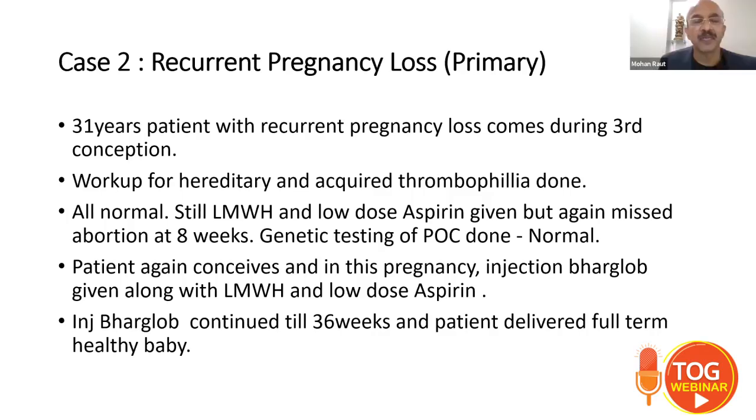So again this case indicates that if all other factors are normal, and even the genetic testing of the products of conception was normal, indicating a so-called unexplained miscarriage, there may be an underlying immunological factor causing the miscarriages. Passive immunomodulation using immunoglobulins has helped, along with, of course, low molecular weight heparin and aspirin.